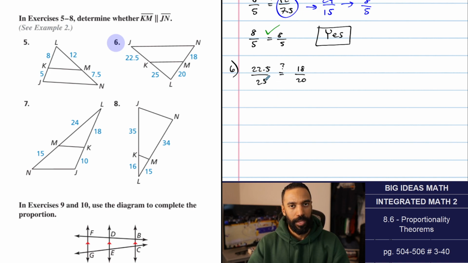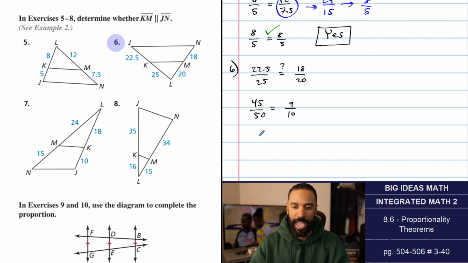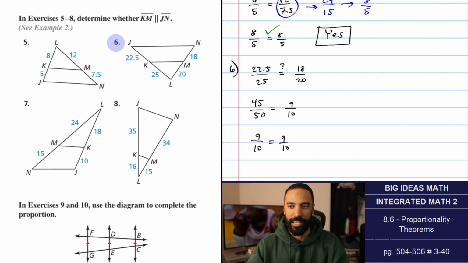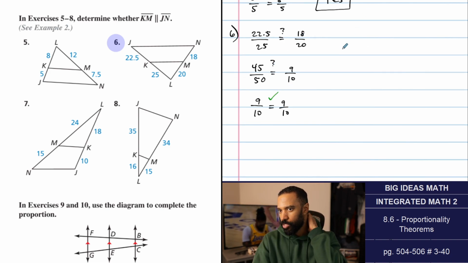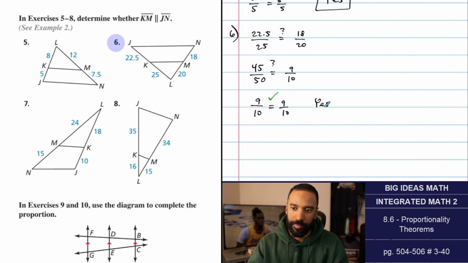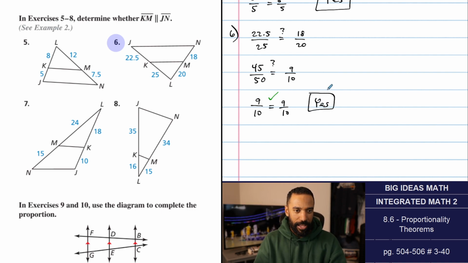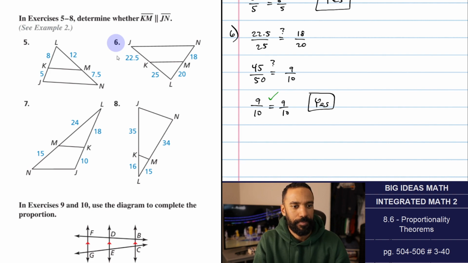22.5 doubled is 45. I'll get 45 over 50. I can reduce this one by dividing by 2, taking half, and that's 9/10. And 45/50 is 9/10 as well if you divide those by 5. So yes, that one also pans out as it was in question. Let's see if I can do that each time. So yes. If the proportionality holds, then those lines are parallel.